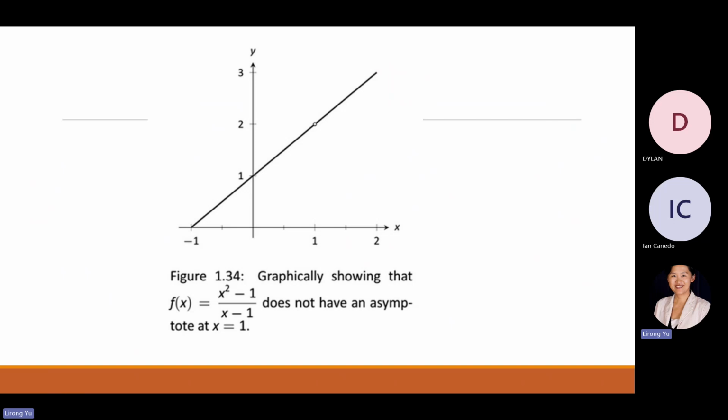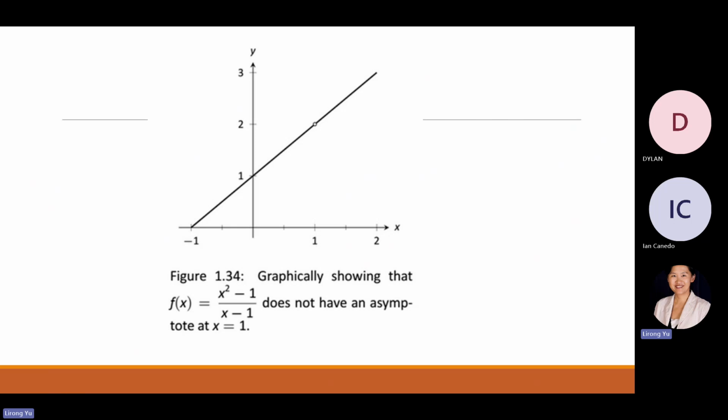We have x squared minus 1 over x minus 1, and we tried this before. The answer is x plus 1. If you divide x squared minus 1 by x minus 1, you're going to see this is a line, y equals x plus 1. The reason we don't see an asymptote here is that if x approaches 1, you can see that's 2. So this limit is not infinity, right? Remember, the limit of the function has to be infinity for us to have an asymptote.